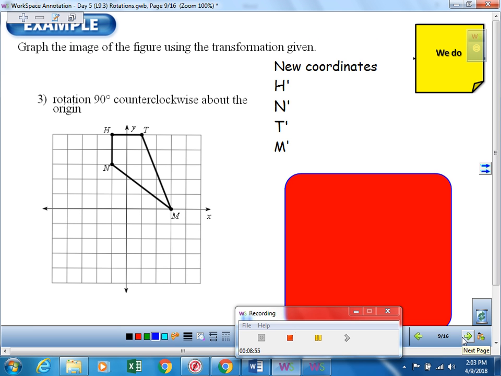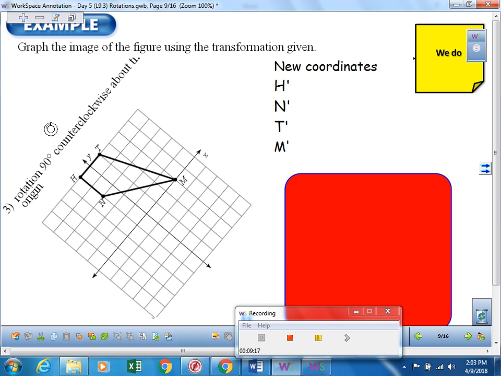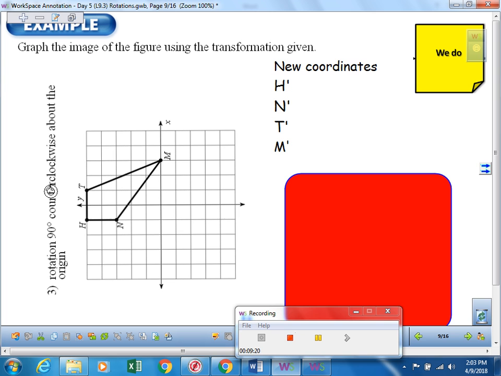All right, so look at this one, right? 90 degrees. And it should already say counterclockwise about the origin. So what are we going to do with our paper? A quarter turn to the left. Because that is 90 degrees counterclockwise. Where's your paper?